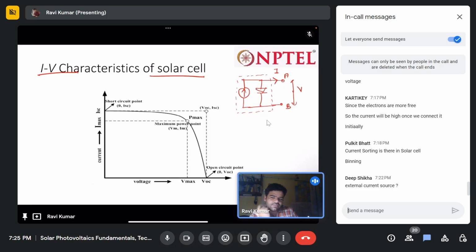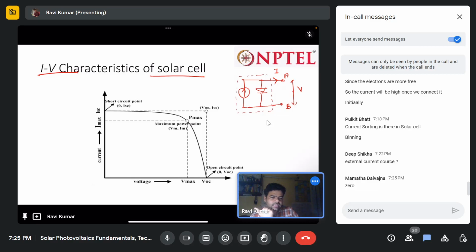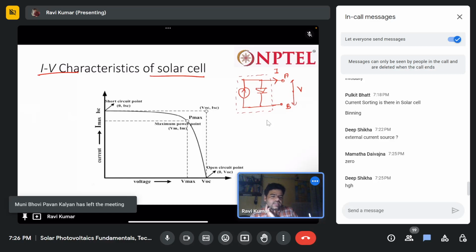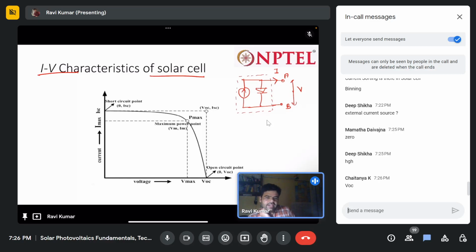Or conversely we can say, if the resistance between A and B is infinite, then current will be 0. And if current is 0, then what should be the voltage there? Highest, yes. So where is this point? Here. Yes, that is known as VOC, meaning open circuit voltage. That is the maximum voltage of a solar cell.